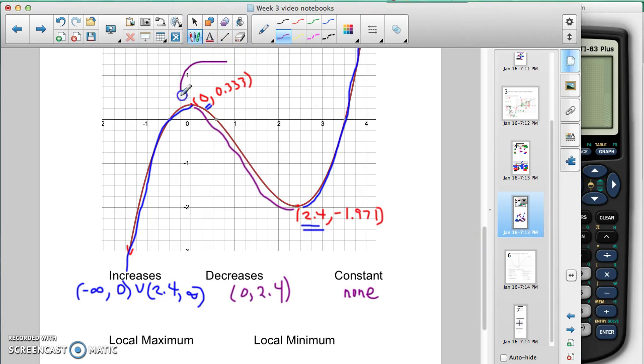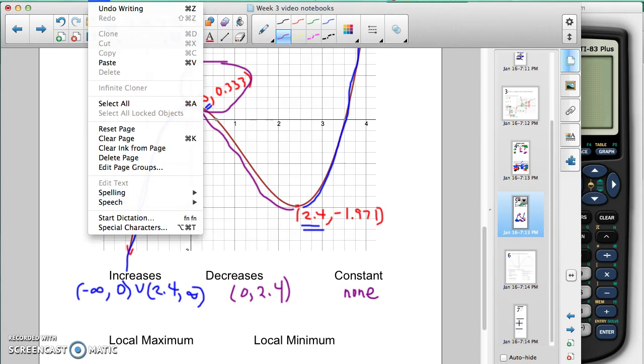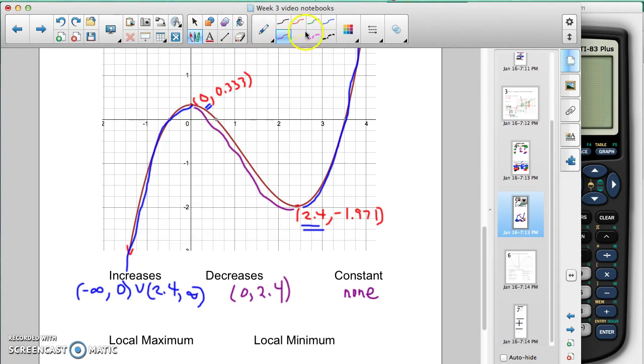Now our local maximum is going to be the value found here on the graph. This is our maximum value. Let's see, we'll circle it in pink. So this is our maximum, whereas this is going to be our minimum.